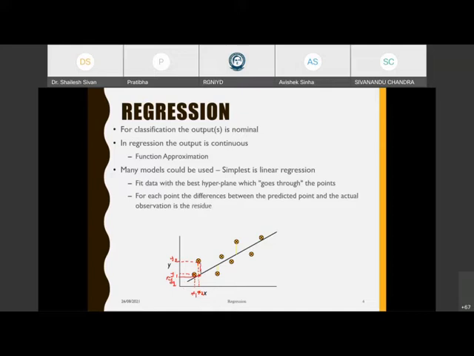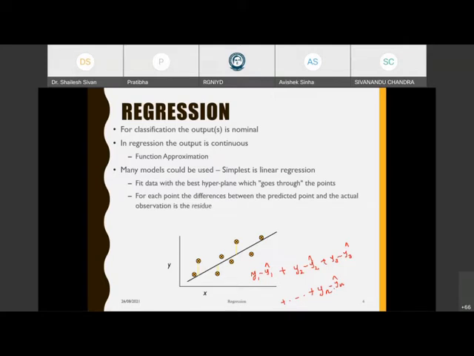So there is an error between the actual y value and the approximated y value, which is called the residue. There may be a residue for all of these points. The first residue is y1 minus y1 cap. The second residue will be y2 minus y2 cap. The third residue will be y3 minus y3 cap. Likewise, we can have n points, that is yn minus yn cap.